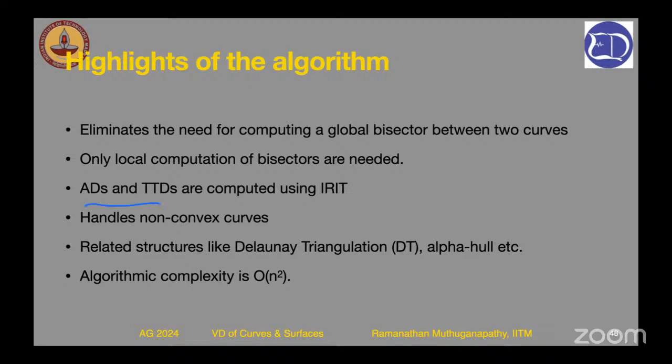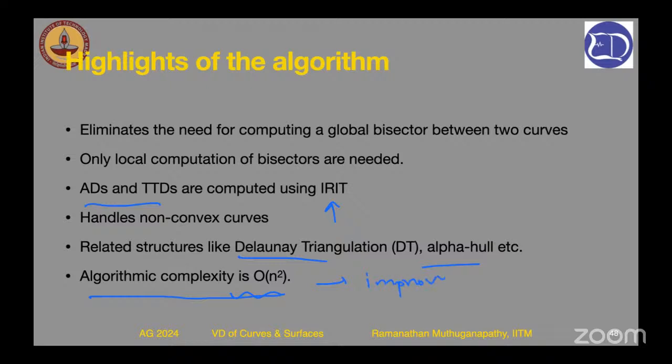TTDs are the three-touch disks. ADs are the antipodal disks. Three-touch disks are very similar to the Apollonius problem. As I already mentioned, we are using the IRIT environment for computing the three-touch disks and antipodal disks and so on, and it can handle non-convex curves. In fact, in this paper, we also show that we can compute related structures like the Delaunay triangulation, alpha hull, etc. The somewhat downside is the O of n squared complexity, but compared to the computational complexity reduction, I think this is probably not too bad. But we will see that this can be a downside, and we can still improve upon this number.